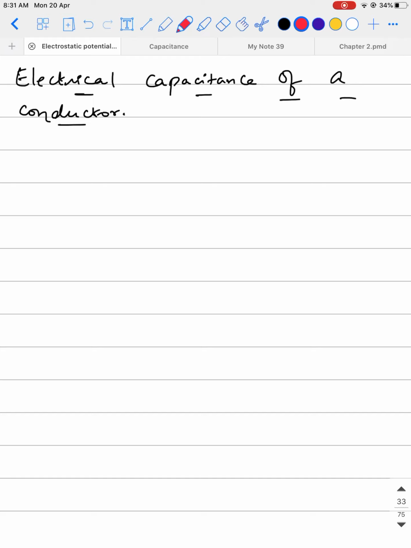Suppose you have an isolated conductor in your hand and let's say this is charged. Generally, to charge a material, we connect it across one of the terminals of a battery. That is the easiest way for us to charge a material. Let's say this is an isolated conductor connected across the positive potential of a battery.